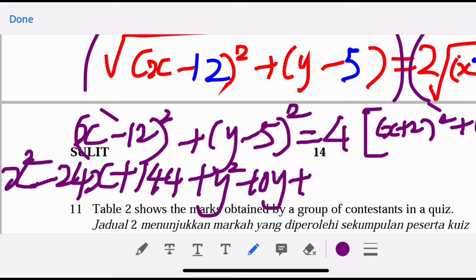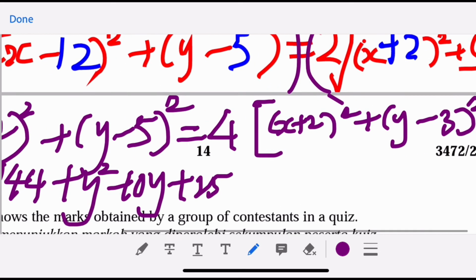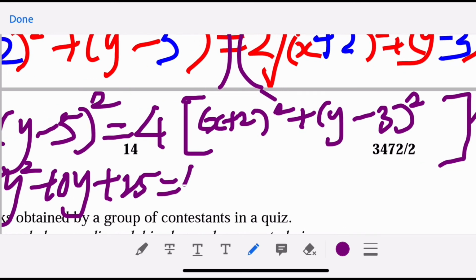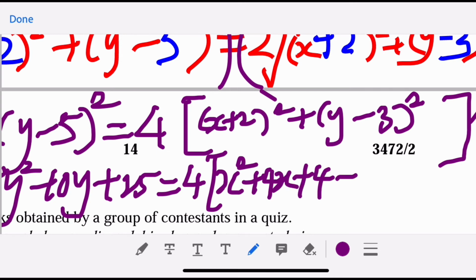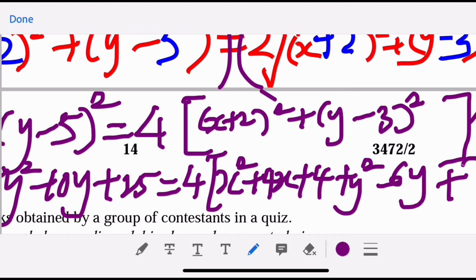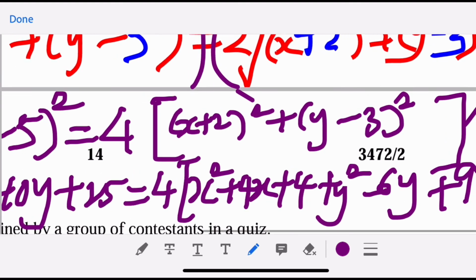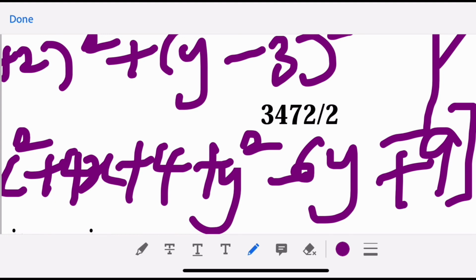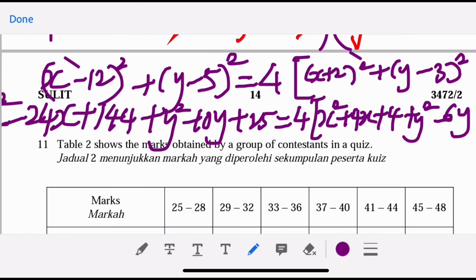Then you can start to expand, using the faster way by just squaring the first term and then 2 times the number with the y in the middle. If they start with the y plus 25, and then here 4x squared plus 4x plus 4, and then y squared minus 6y plus 9. When there is a minus, you have minus. When you have plus, you have to have plus.